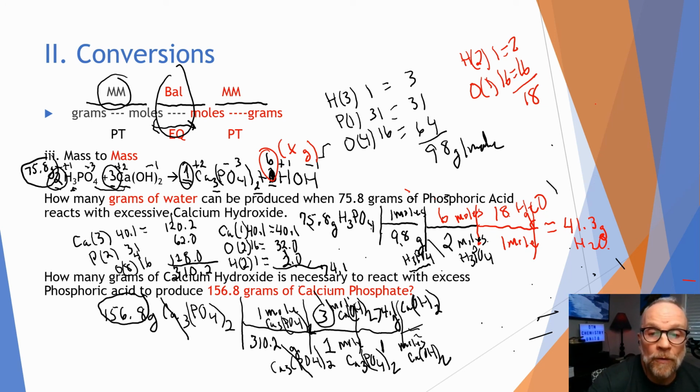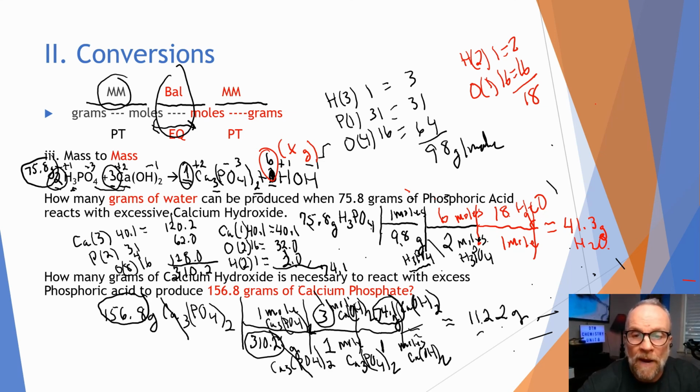So we got 156.8, we've got 3, and then we've got 74.1 on the top. 310.2, and 1 will not change anything, because multiply anything by 1 and you get that number. So I get 112.2 grams of calcium hydroxide. Okay, so kind of a long process. Not any harder than anything that we've done before. Just takes a little bit more time, a little bit more patience to work those problems.